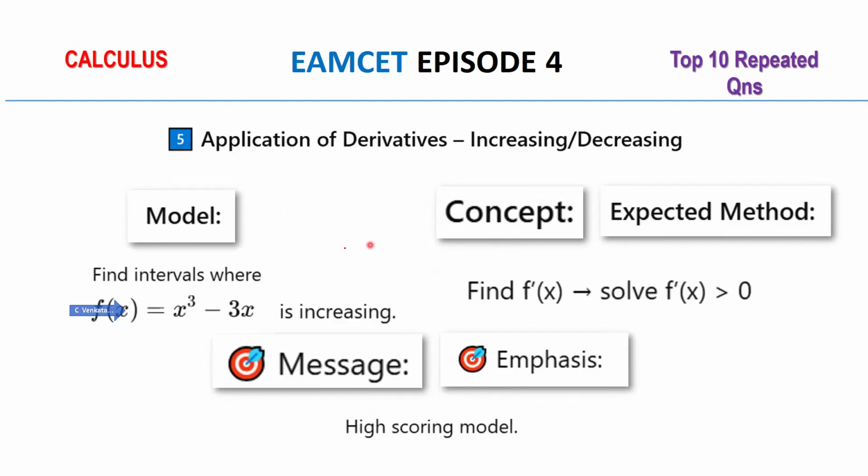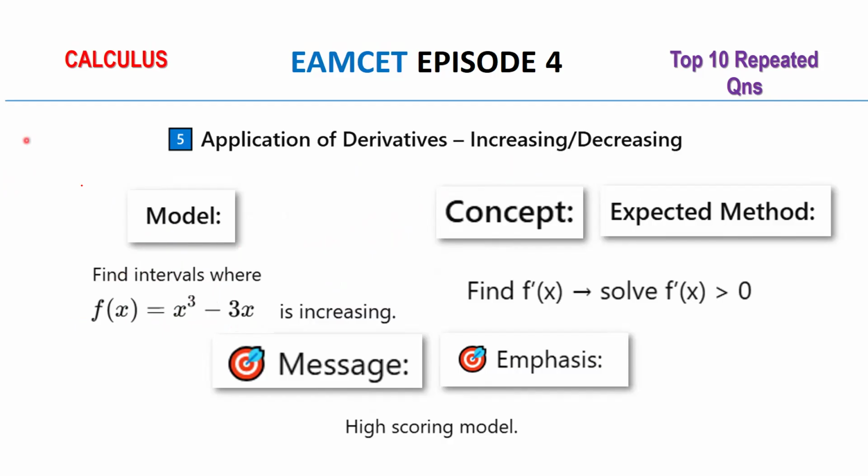Now, next go to the fifth one. This particular term, see now you can see application of derivatives, increasing or decreasing. See, this is a high scoring model. Always this type of questions they ask. See now what is happening? What is the model? Find intervals where f of x is equal to x cube minus 3x is increasing.